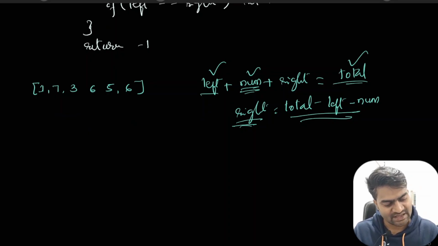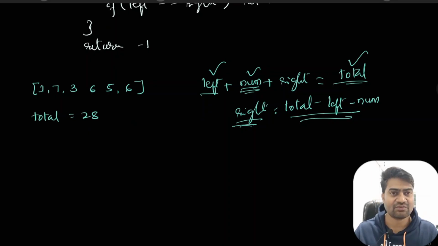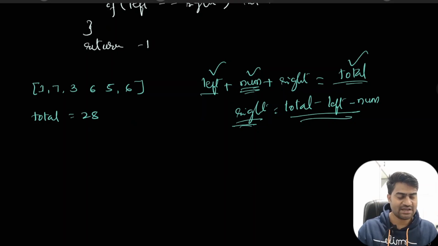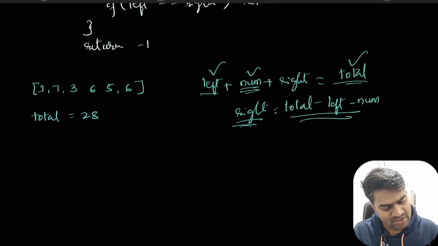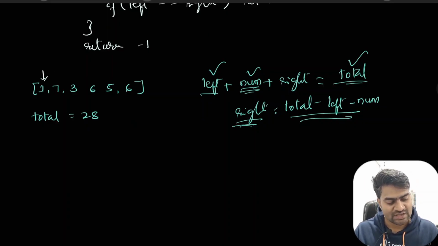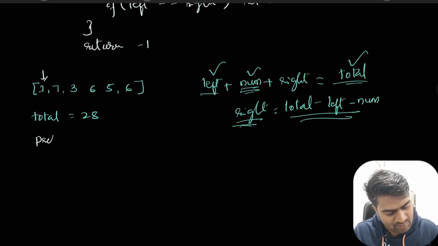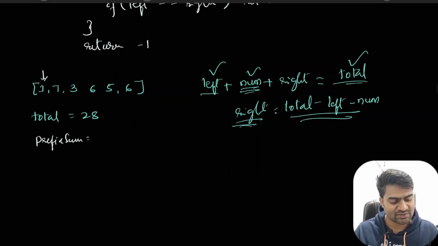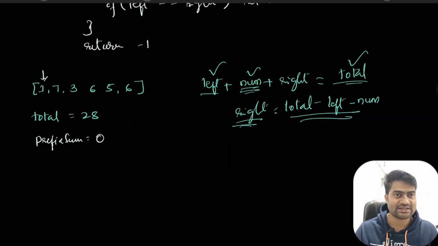So now let us see. First find the total. So total will be 28. So in one iteration, I will find my total value. Okay. So this is my total. Now I will start processing this array. So I will start from this number. So I will take prefix sum. It is not an array now. It is only a single value. So it is going to be 0 initially.